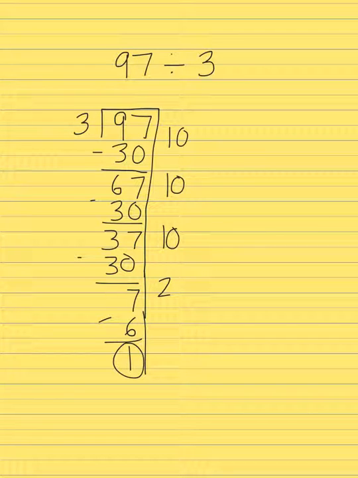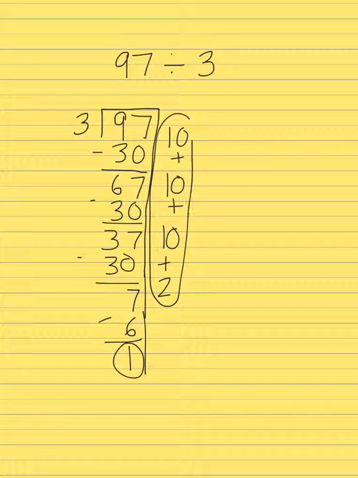So my remainder is less than my divisor. So then if I add this all up, it's 10, 20, 32, with a remainder of 1.